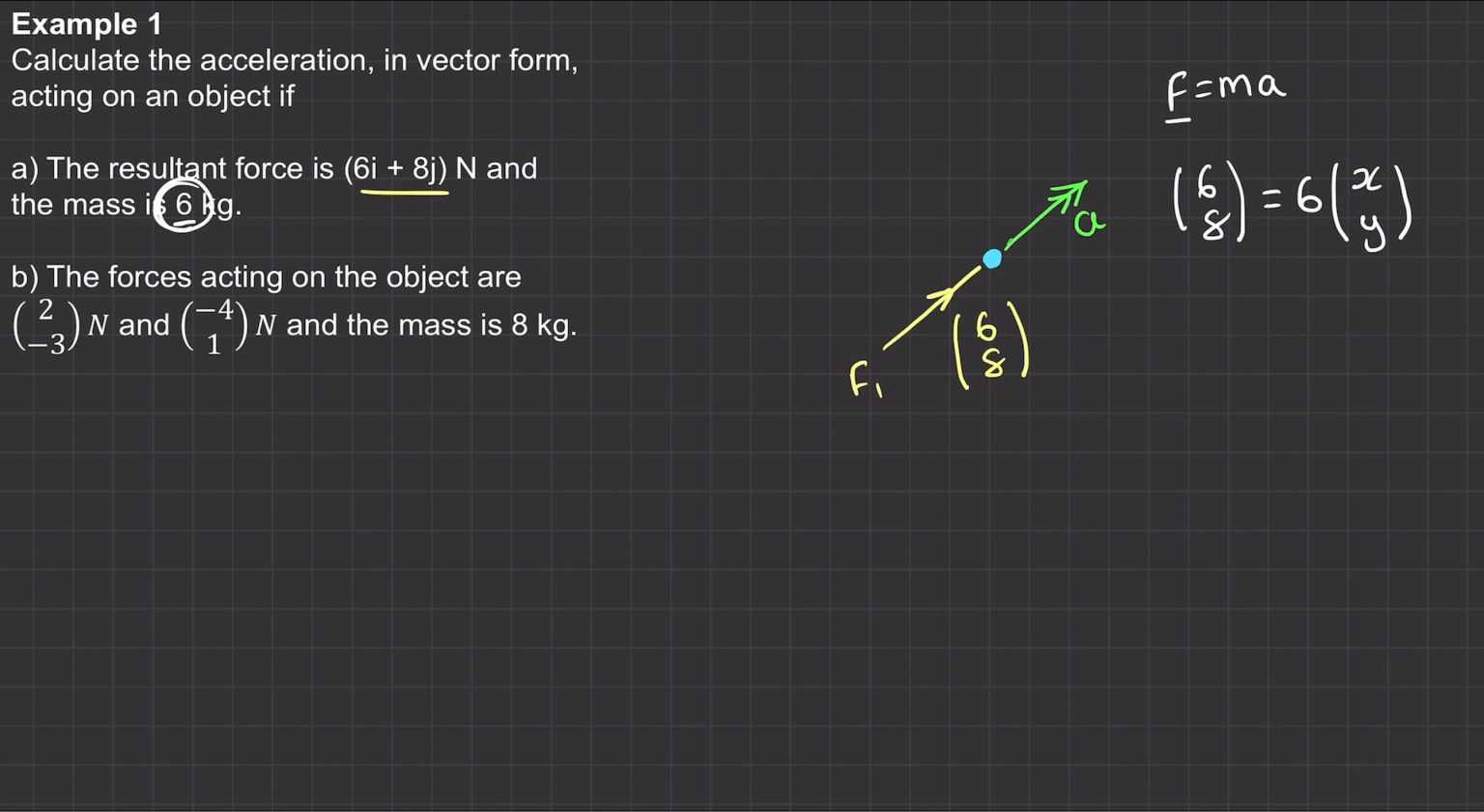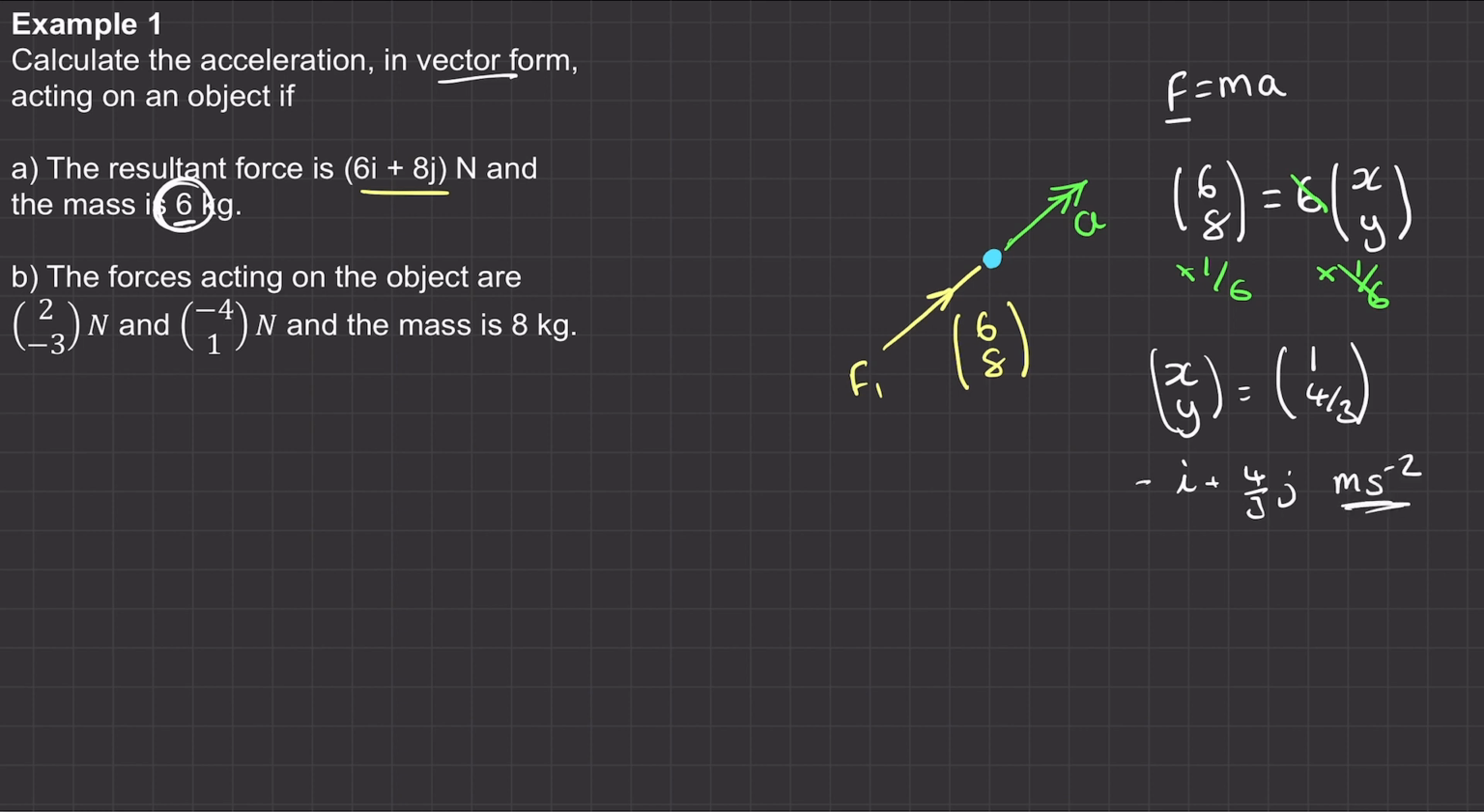So to work out x and y, we need to multiply both sides of this by 1/6. And this 6 and this 1/6 will cancel. So we'll find that x, y is 1/6 of 6, so 1 in the i direction, and 1/6 of 8, so 4/3 in the j direction. And in vector form, we can say we have i plus 4/3 j meters per second squared. It's important that we include the unit, and this is the acceleration.